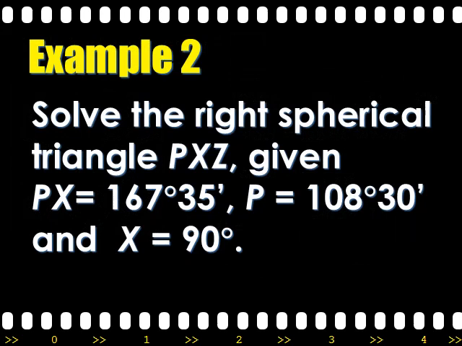Okay, let's have another example. So, this time, let's have example number 2. Solve the right spherical triangle PXZ. Given PX is 167 degrees and 35 minutes. Angle P is 108 degrees and 30 minutes. And then, angle X is equal to 90 degrees.